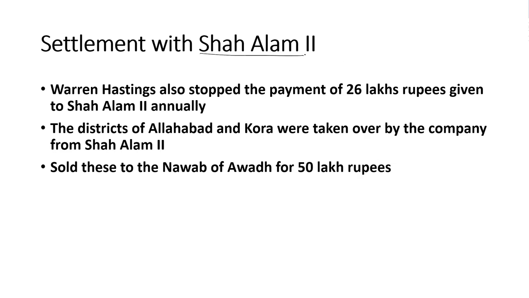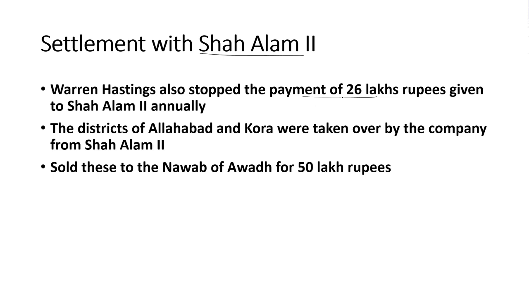Settlement with Shah Alam II. Who was Shah Alam II? It was the Mughal Emperor. He was defeated by Robert Clive in 1764, and with whom Robert Clive concluded the Treaty of Allahabad. Under this Treaty of Allahabad, the British agreed to provide a subsidy of 26 lakhs rupees to Shah Alam II.